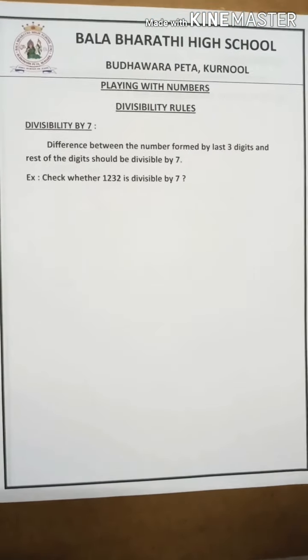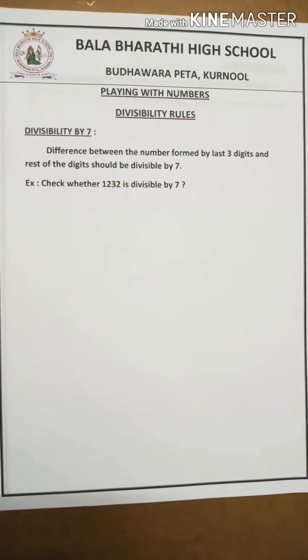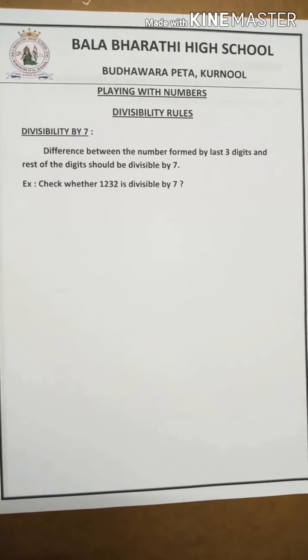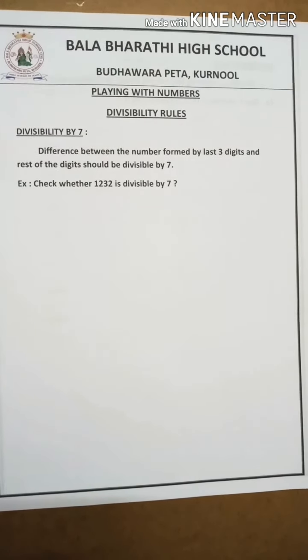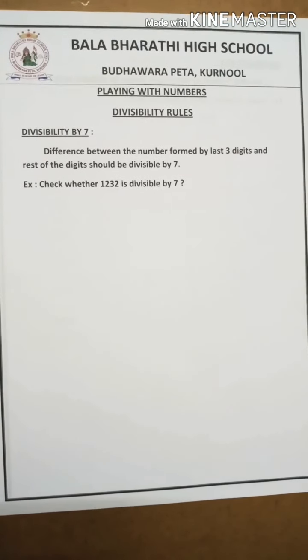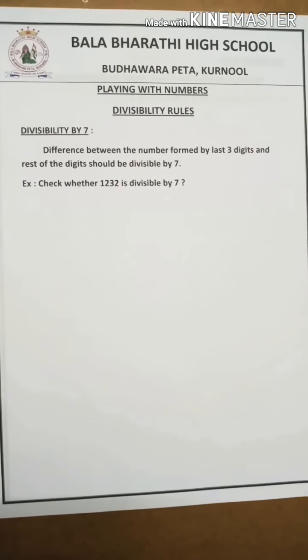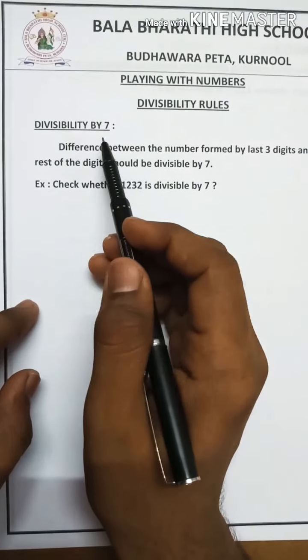This video is the continuation of previous videos. In the previous videos, we have discussed divisibility rules of 2, 3, 4, 5 and 6. In this video, we are going to discuss divisibility rules of 7, 8, 9 and 10. First one, divisibility by 7.